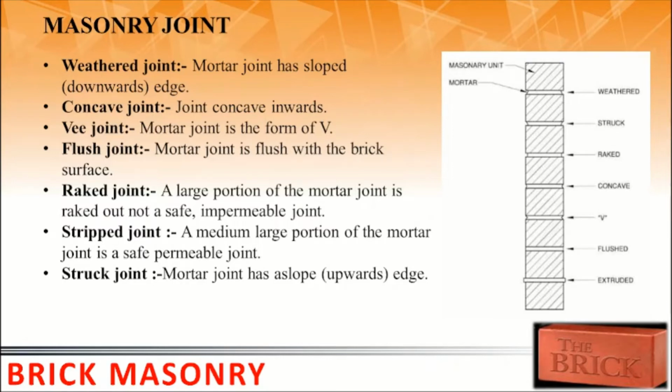You can see these joints over there. I have shown it. Some are upward edges, some are ragged inside, some are concave. This is V kind of, this is flushed and this is extruded outside.